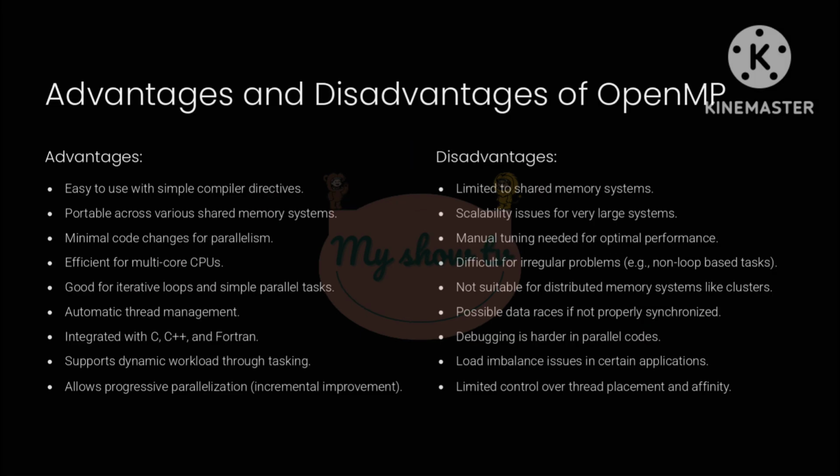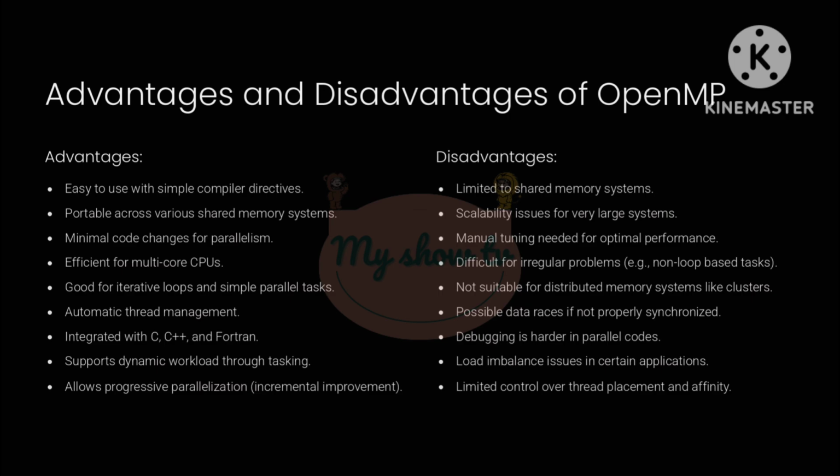Slide 9. Advantages and disadvantages of OpenMP. Advantages: easy to learn and implement using simple directives. Portable and widely supported in compilers. Requires fewer code changes to add parallelism. Ideal for multi-core CPUs and simple parallel tasks. Automatic thread management. Supports dynamic workload handling with tasking. Incremental parallelism, can add parallelism gradually. Integrates well with C, C++, and Fortran. Good for loop-heavy computations.